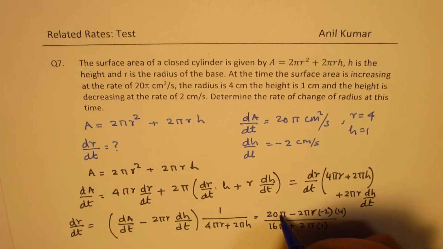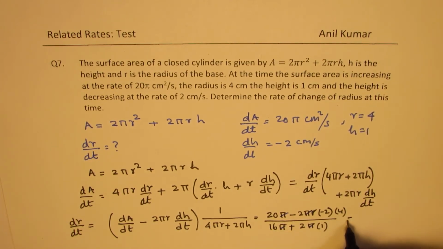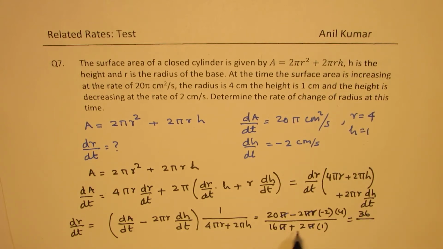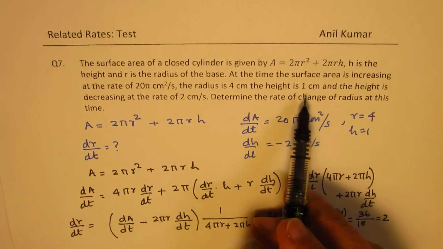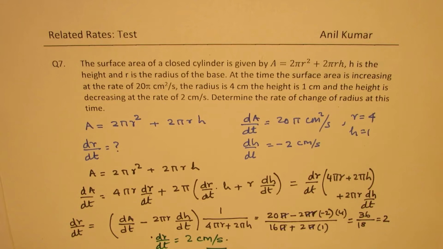Now pi is common, so let's just cancel pi from all the factors, and then we'll simplify this to get the result. So we have 20 minus and minus becomes plus, and 4 times 4 is 16. So 20 plus 16 is 36 over 16 plus 2 is 18, and so we get 2. Correct? So dr/dt is 2, and the units will be centimeters per second. So let me write down here dr/dt is equal to 2 centimeters per second. Is that clear to you, right?